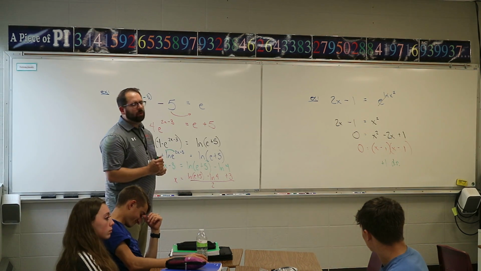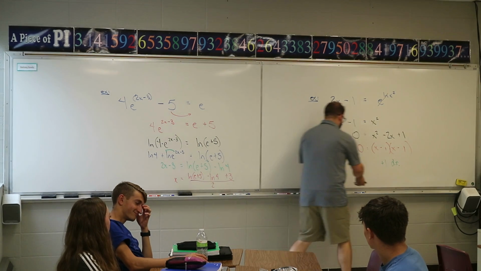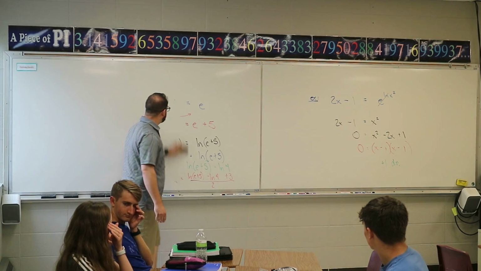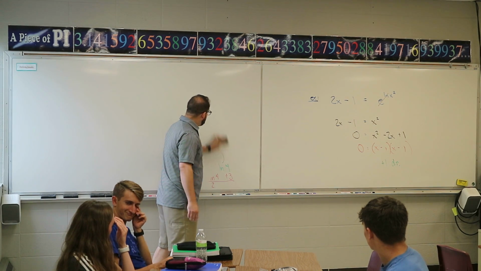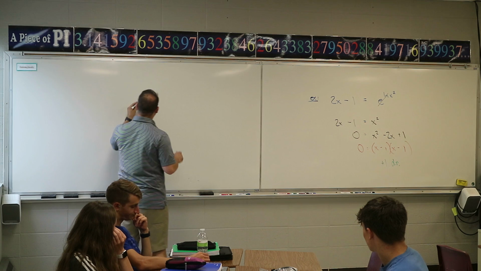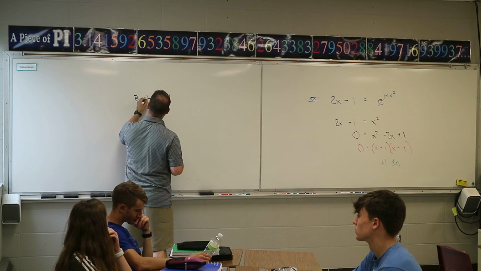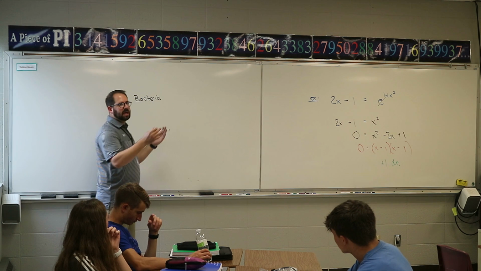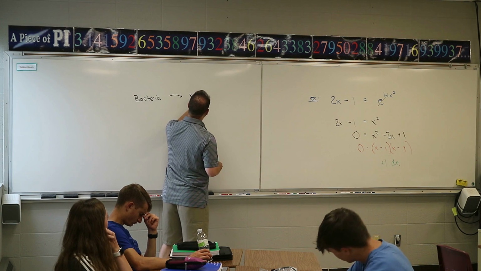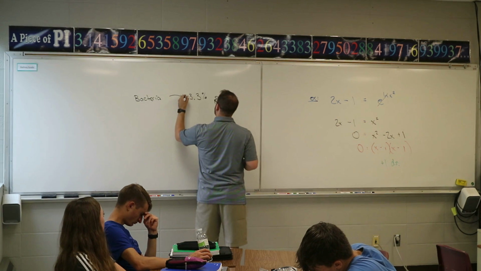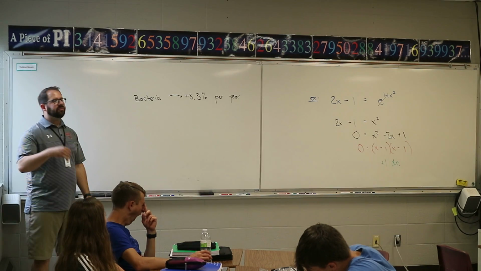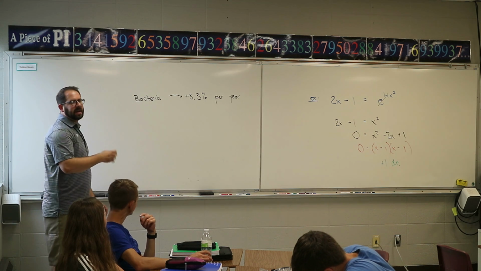Okay, last one. Last problem, and then I'm going to turn you loose on your homework. This one in particular, it's a story problem, and it talks about a certain bacteria population that is growing, it's increasing. So you have certain bacteria that are infecting some type of population, and the bacteria are increasing by 3.3% per year. That's an increase of 3.3% per year. And the question is, can you write a formula that represents this bacteria growth?